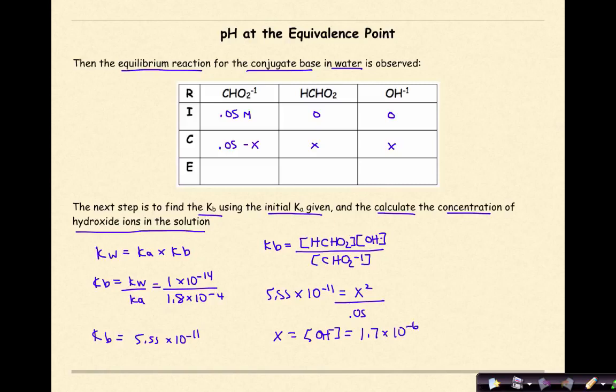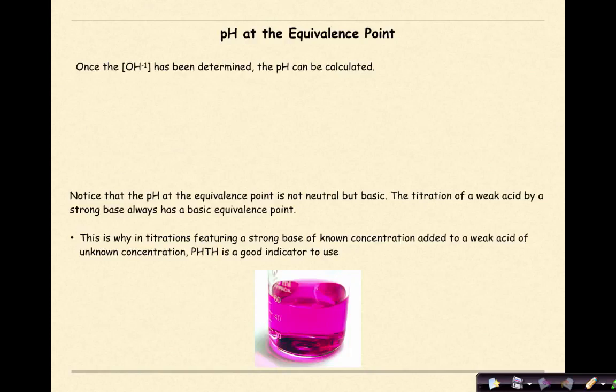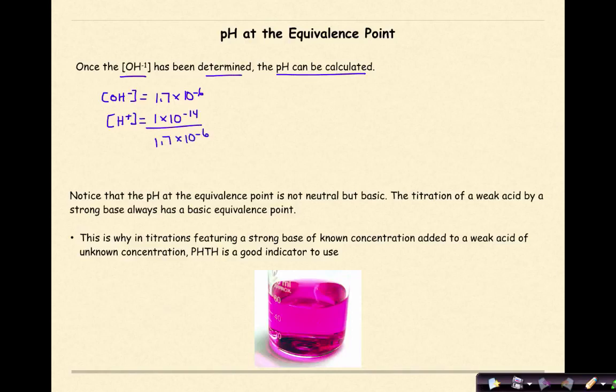Now we can find pOH. So once the hydroxide ion concentration has been determined, the pH can be calculated. The concentration of the hydroxide ions is equal to 1.7 times 10 to the negative 6. So to find the hydrogen ion concentration, I'm going to have 1 times 10 to the negative 14, which I know is my Kw, over 1.7 times 10 to the negative 6 on the bottom, which is my hydroxide ion concentration. So if I work out the math behind this, my hydrogen ion concentration turns out to be 5.88 times 10 to the negative 9.